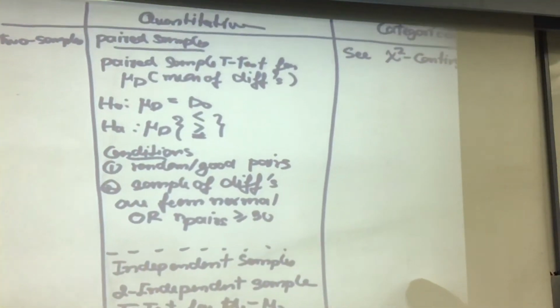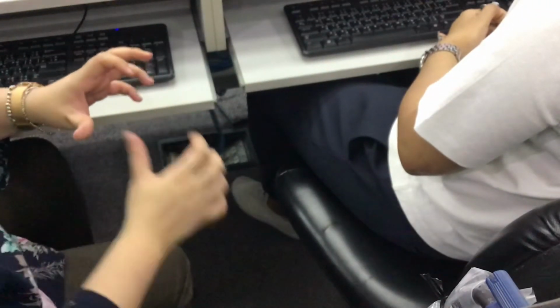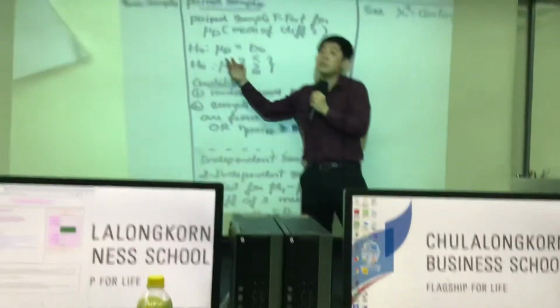Last time we learned about 2 samples, only for quantitative data. With 2 samples, we have 2 versions: paired samples and independent samples. When you deal with paired samples, the first thing you have to be able to tell is why they are paired. That kind of question will show up. Then you calculate the difference for each pair, and you're talking about the mean of the differences. Your question will be about the mean of the differences.